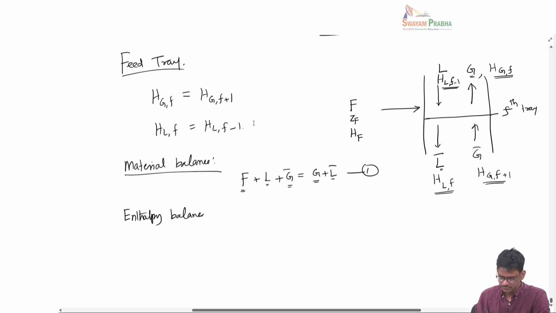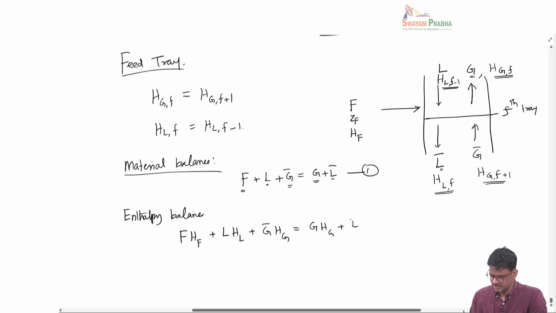F times HF plus L times HL plus G bar HG is equal to G times HG plus L bar times HL.